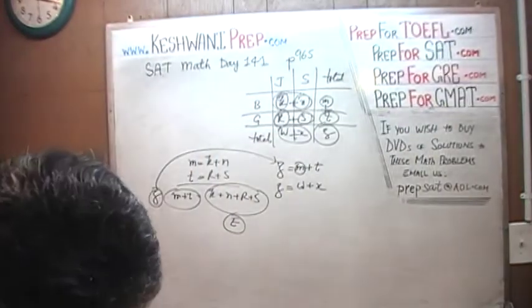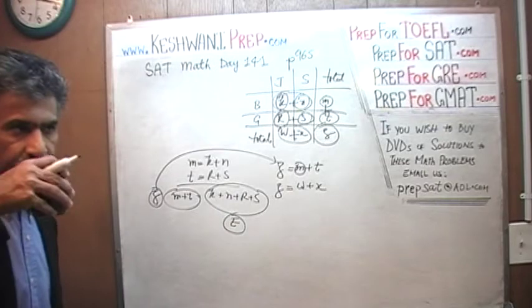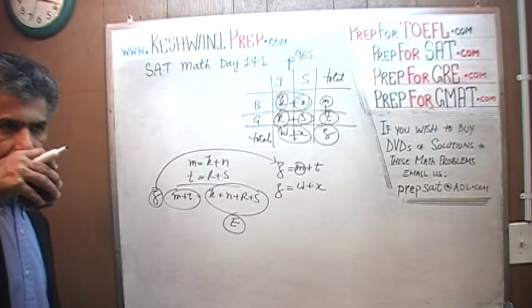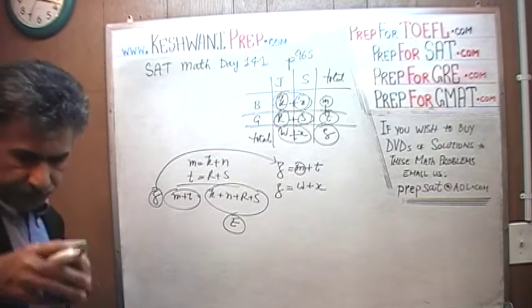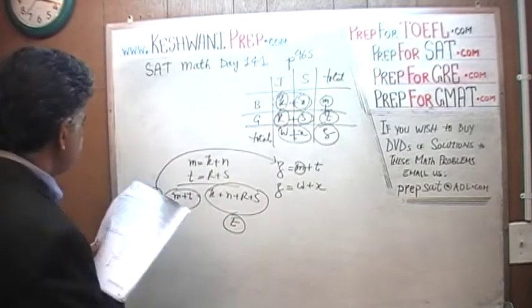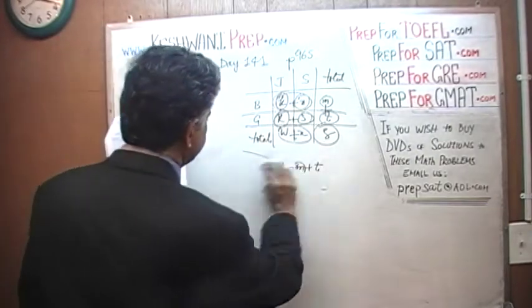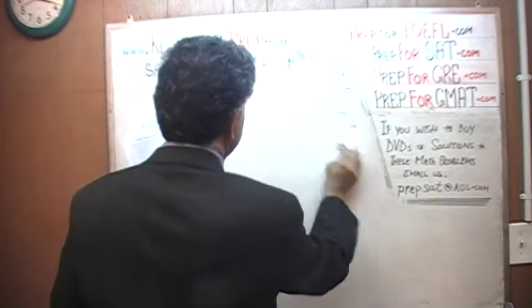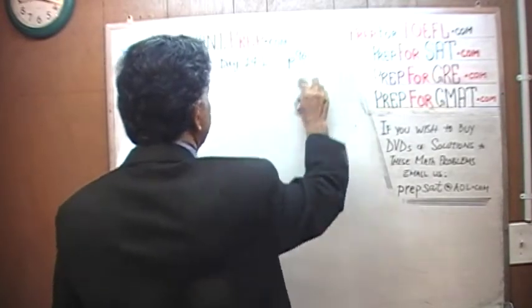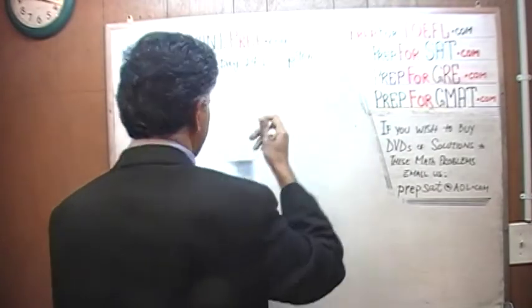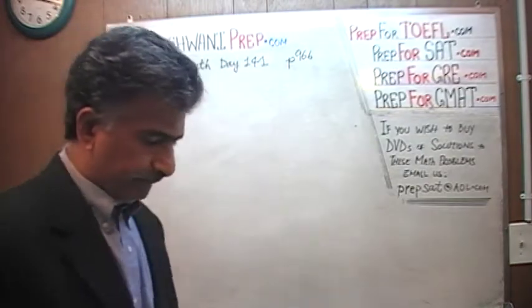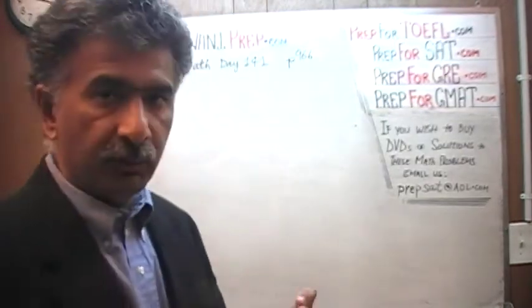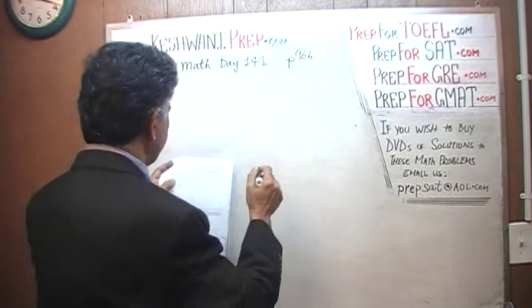Number 3 is on the next page, page number 966. That's also a very easy question, as you can see there, a very straightforward question.